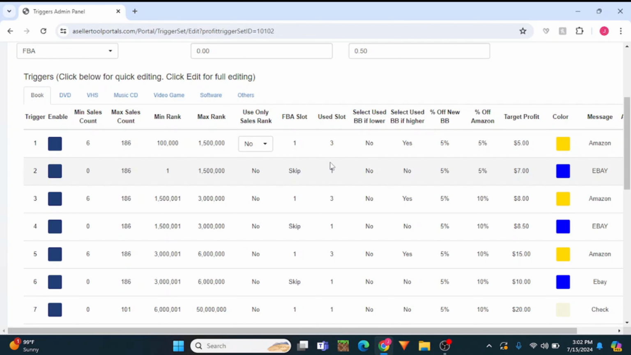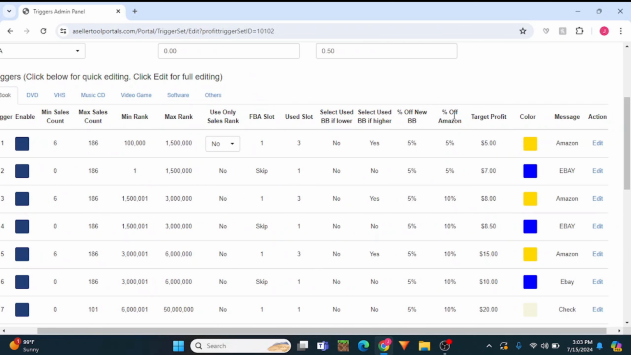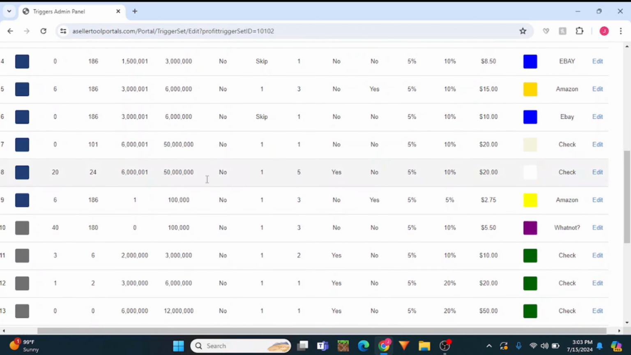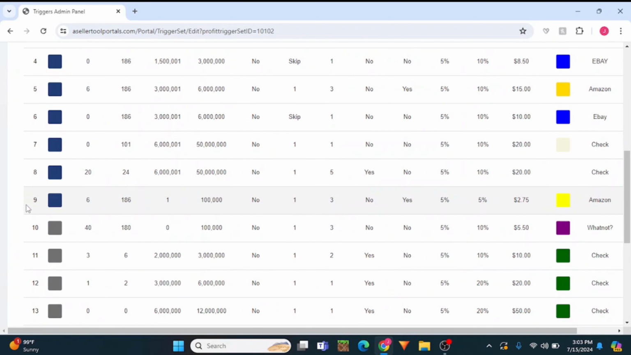Use slot, we're either looking at 3 or 1 for the most part. Select use buy box if lower. I've put no on all those. Select use buy box if higher. I've got yes or no on some of those. Percentage off buy box, percentage off Amazon. Our target profit, which is going to be very important, the color it goes, the message, and then we can edit these. Hopefully everybody kind of understands what those columns mean, at least a little bit.